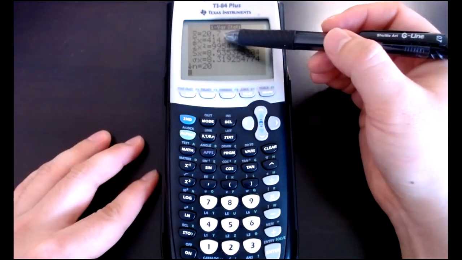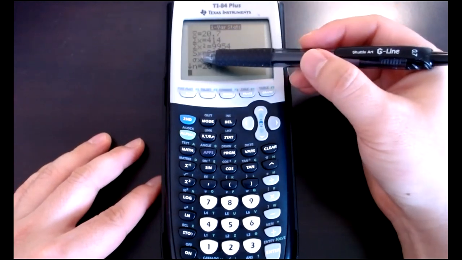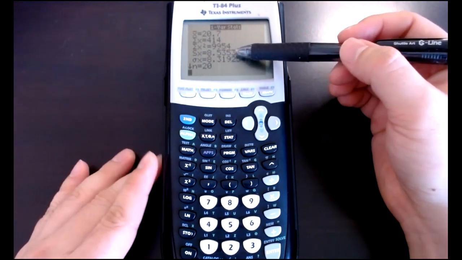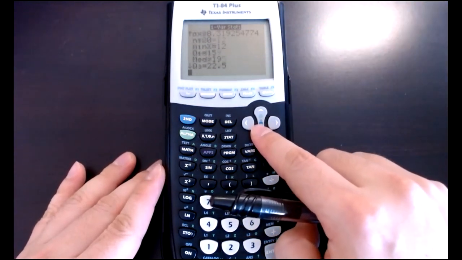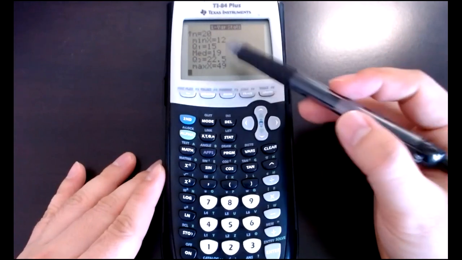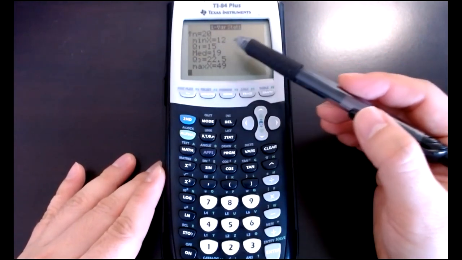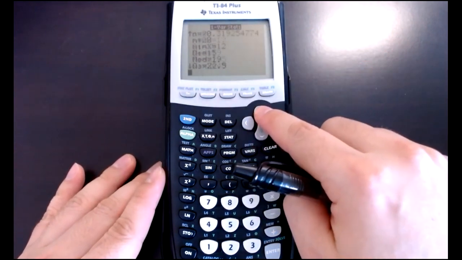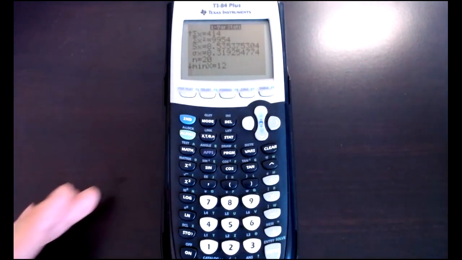So 20.7, that's the sample mean. Then see Sx, that's the sample standard deviation, 8.53. Now you see the minimum value is 12, then Q1 is 15, the median, which is Q2, is 19, Q3 is 22.5, and the maximum is 49 right here. Now I want to plot the box plot of the data values.